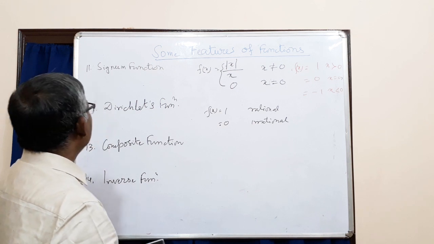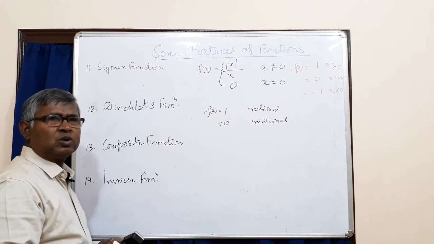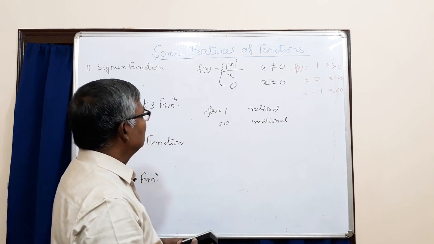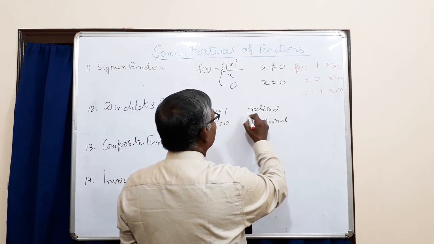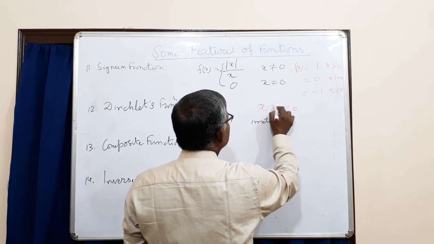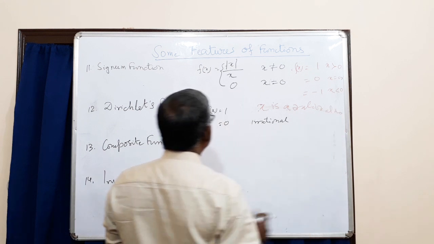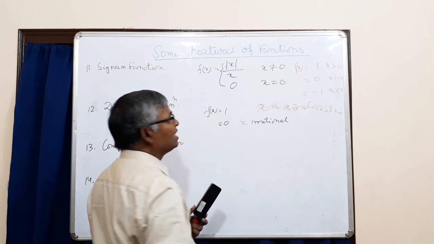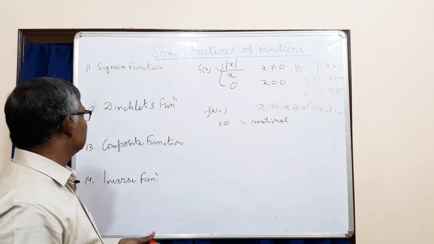Now another type of function is called Dirichlet's function. It is not frequently used, but if you know it, it will be better for higher studies. This type of function is written as f x equals 1 when x is a rational number, and f x equals 0 when x is an irrational number. It is also important in higher studies.